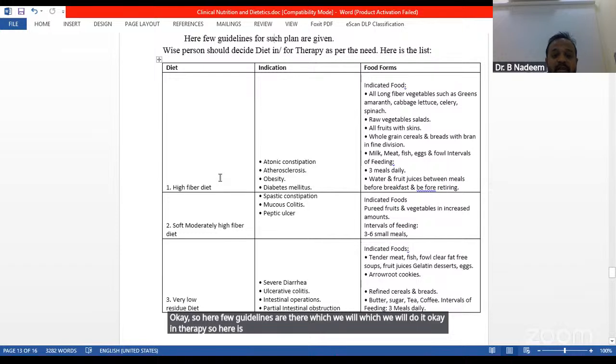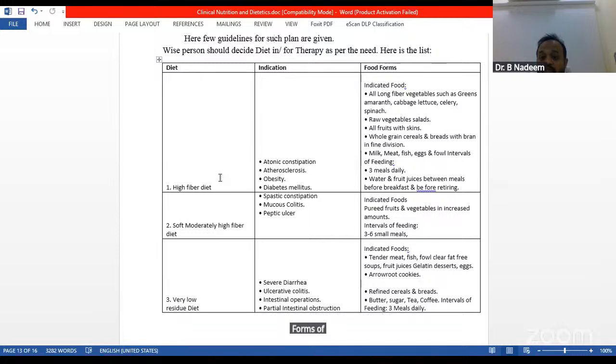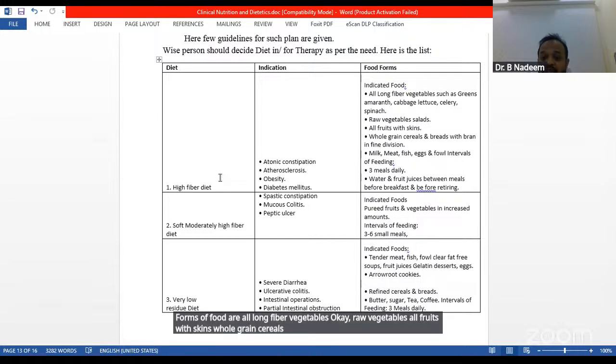High fiber diet. Indications are atonic constipation, atherosclerosis, obesity, and diabetes mellitus. A high fiber diet should be taken with all these indications. Forms of food are all long fiber vegetables, raw vegetables, all fruits with skins, whole grain cereals, milk, meat, fish, egg, and fowl. Intervals of feeding: 3 meals daily. Water and fruit juices between meals, before breakfast and before retiring.